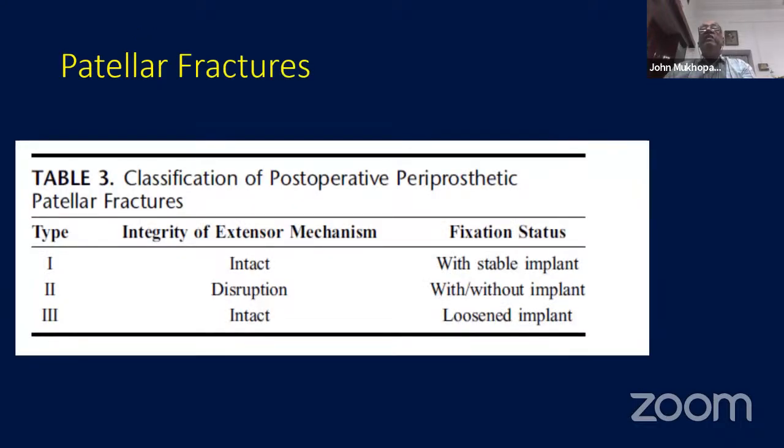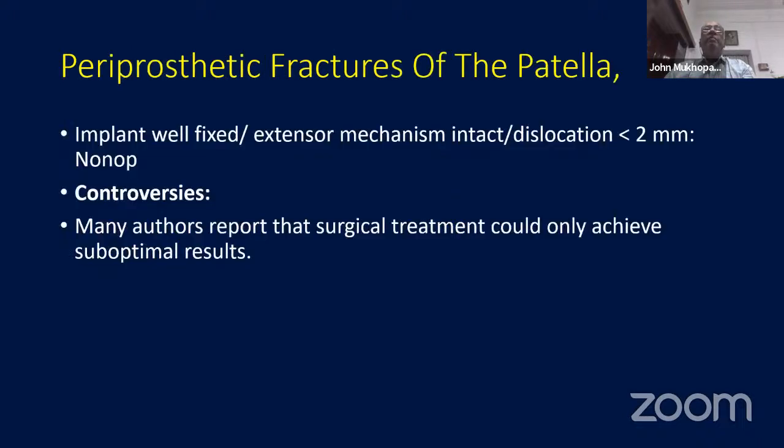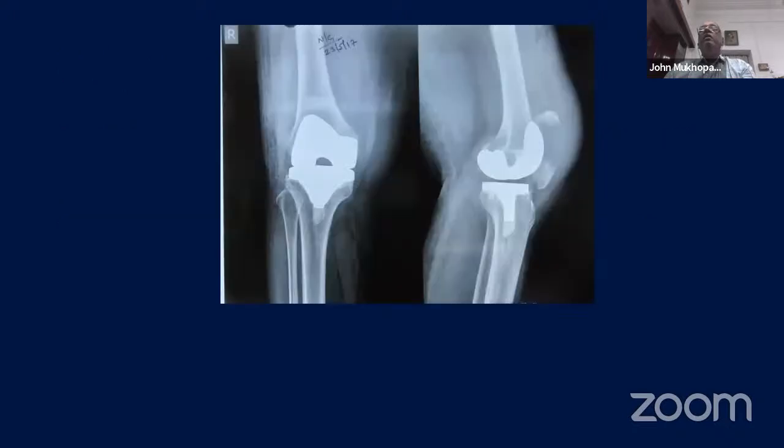So the integrity of the extensor mechanism in the patella is one thing where you can treat it with fixation, but if it is at the tibial tubercle or of the tendon, then it becomes more difficult. And there you have to think of various reconstructive methods, including tendon grafting, to treat the periprosthetic fracture. Okay. Now, this is an example of a patella fracture which was displaced.